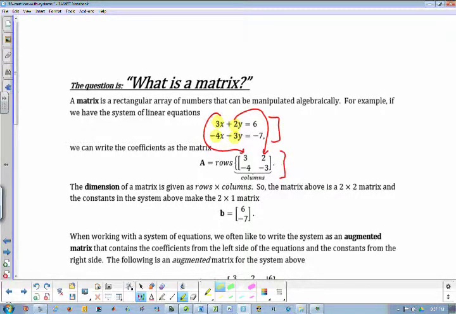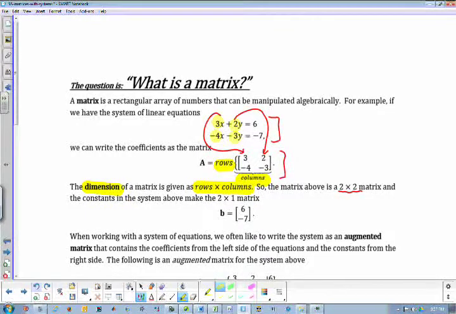Okay? A matrix has rows and it has columns. This particular matrix here is a 2 by 2. We have 2 rows going this way. Those are 2 rows. And then we have 2 columns going up and down, going this way. Okay? So this is a 2 by 2 matrix. That's called the dimension. The dimension of a matrix is how many rows by how many columns.